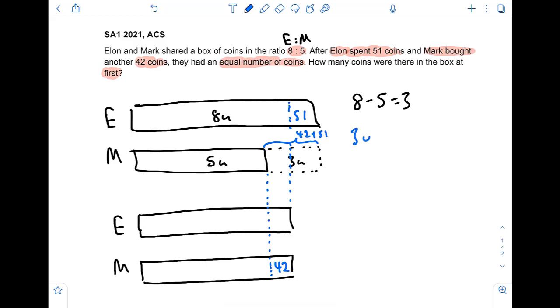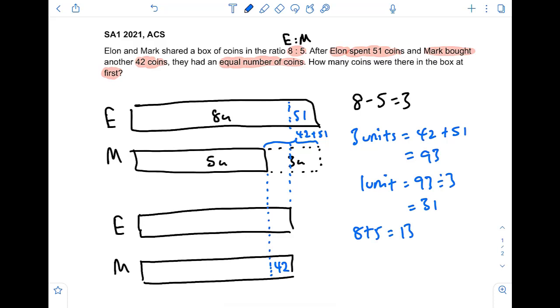Which means that the value of 3 units of coins will be equals to 42 plus 51. And that will be 93 coins. So how many coins were there in the box at first? At first, it means 8 plus 5 units. So we find 1 unit first. 93 divided by 3, 31, and 8 plus 5 will be 13 units. 31 times 13, which will give us a final answer of 403 coins.